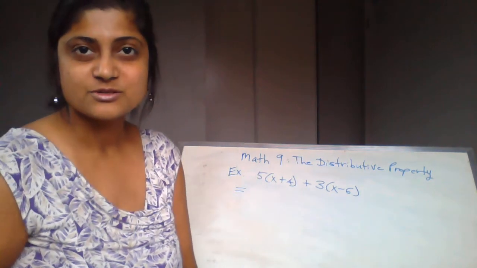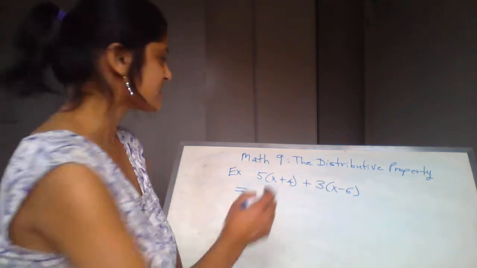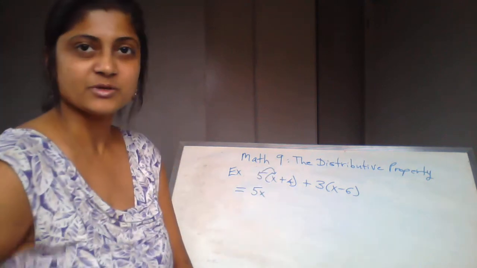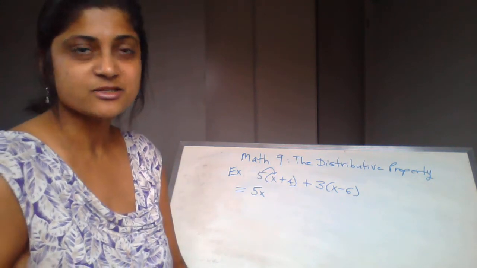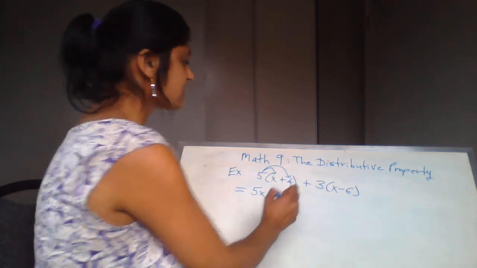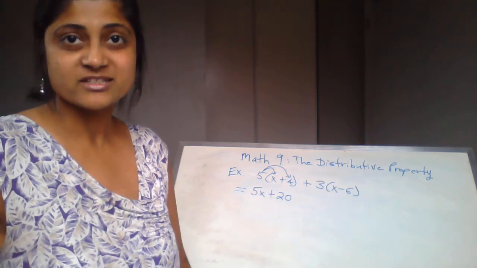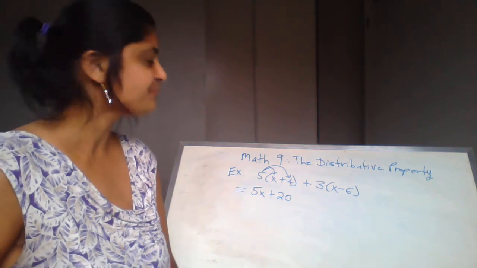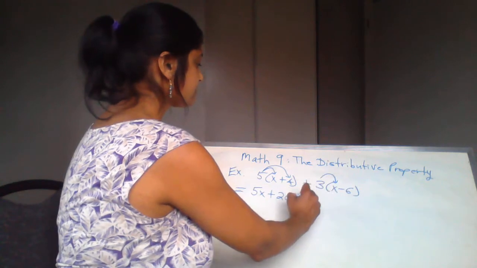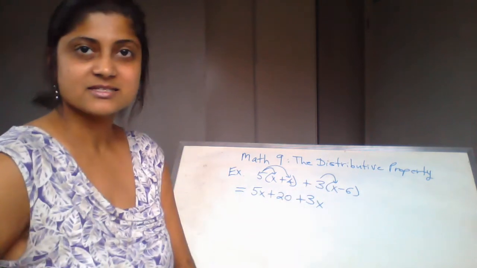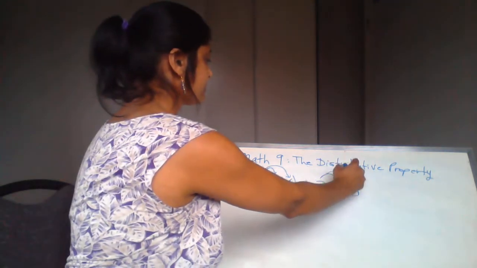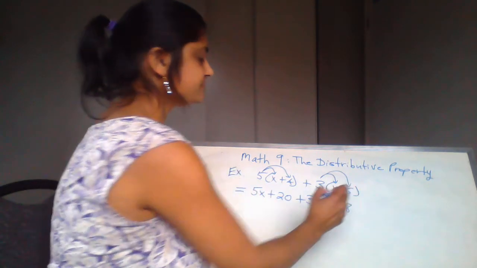So now first I'm going to use the distributive property. Let's distribute this out. So I'm going to do 5 times x, so 5x, okay? And then you're going to distribute the second term as well. So I'm going to do 5 times 4, positive 20, okay? Again, make sure you are watching the signs, okay, when you're distributing this out. Let's go to the second term here. I'm going to do 3 times x, positive 3x, okay? And then you're going to do 3 times negative 6, which is negative 18.